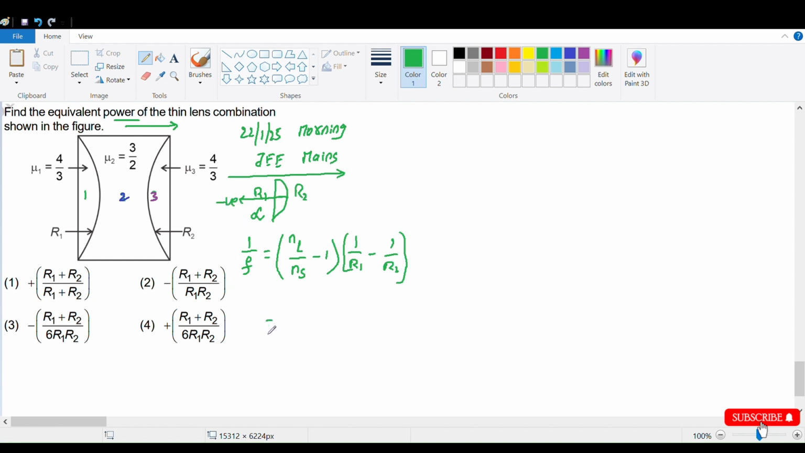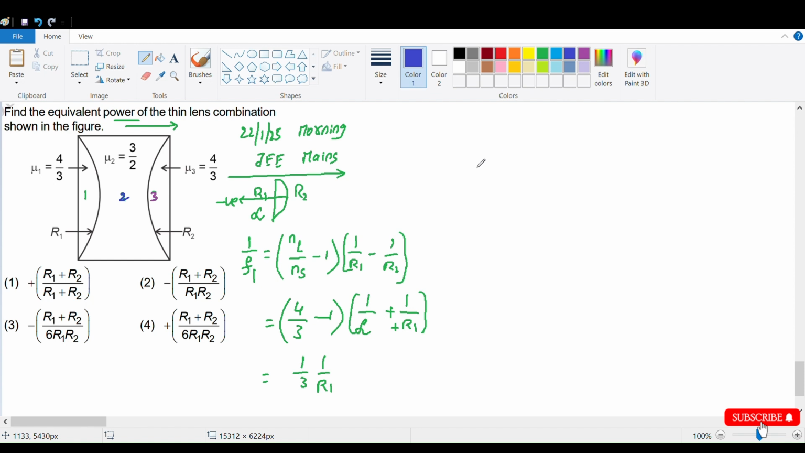Chalo, substitute. n of lens how much is given? 4 by 3. Surrounding is 1, minus 1, into 1 by infinity minus 1 by R2, this is R1 as given. So solve it, you will get 4 minus 3, 1 by 3. It is minus of minus, it becomes plus, into 1 by R1. Chalo, this is the first one.